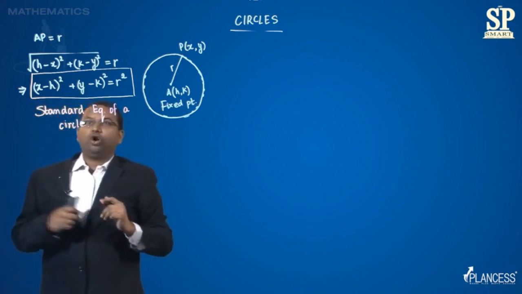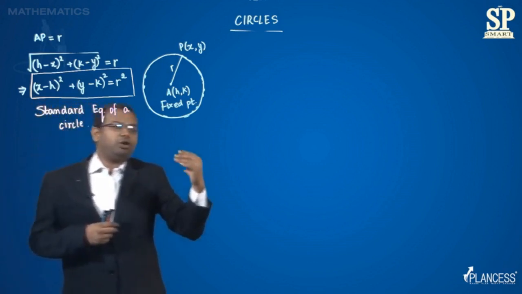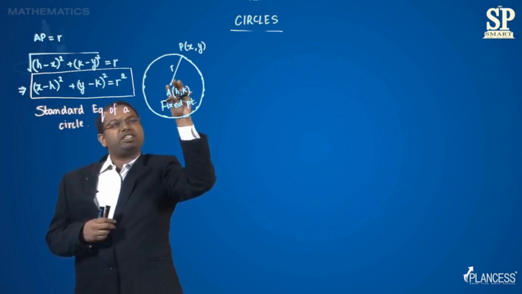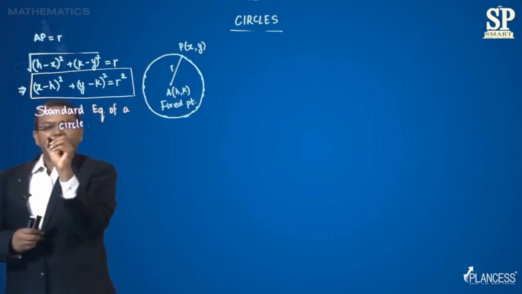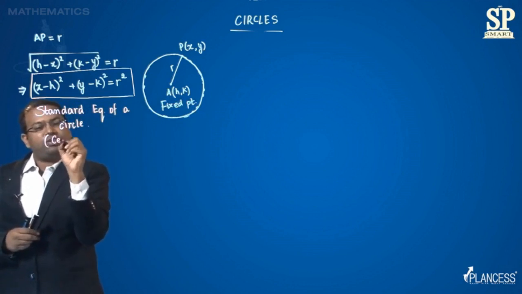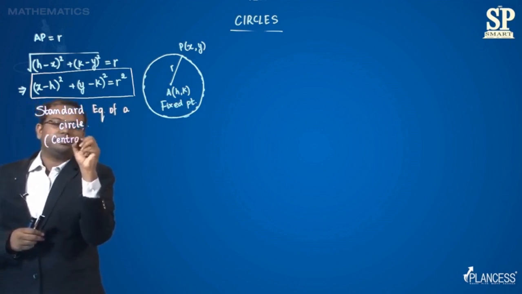And this is also known as the central form, because here we are using the center and the radius to find the equation. So another name for this is the central form of the equation of a circle.